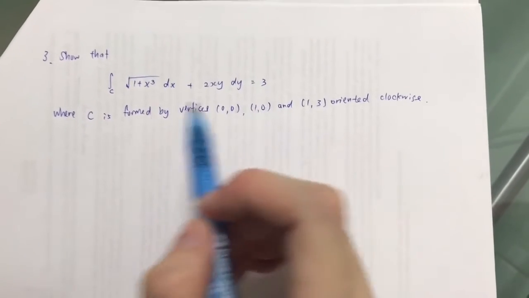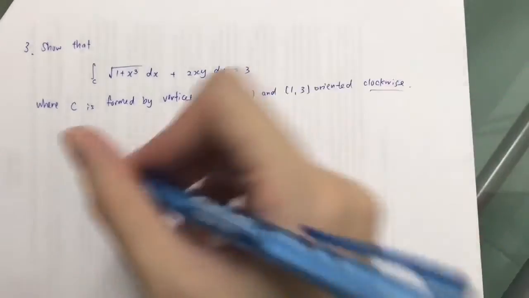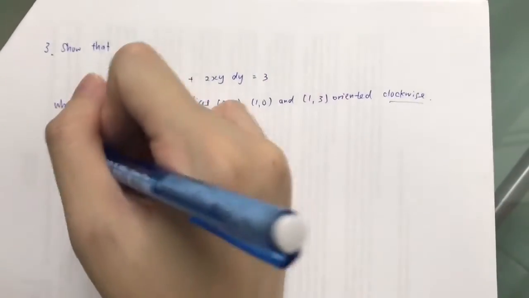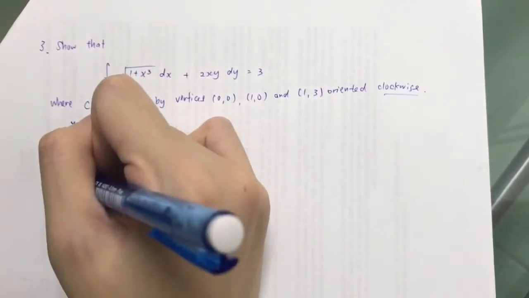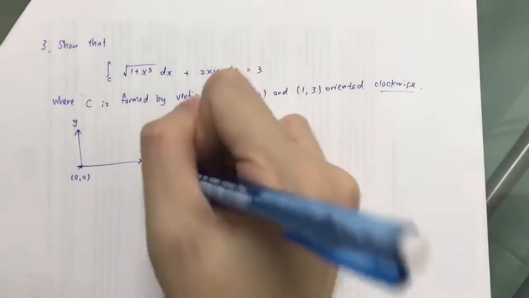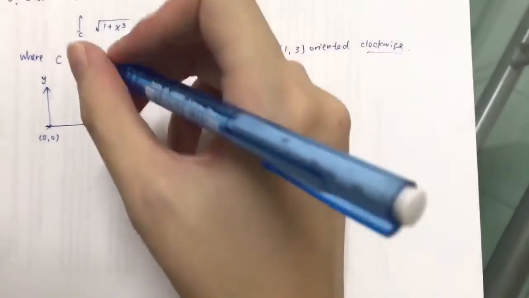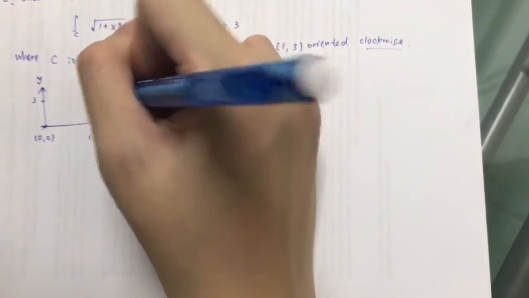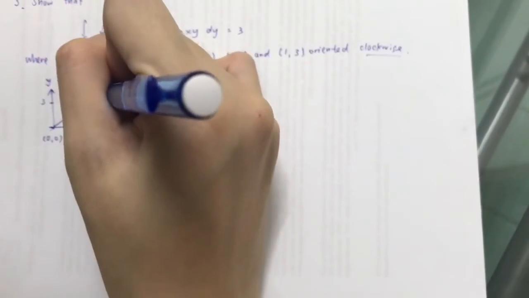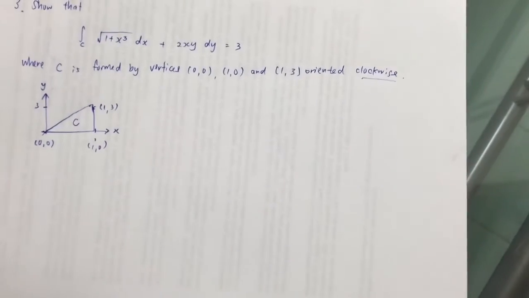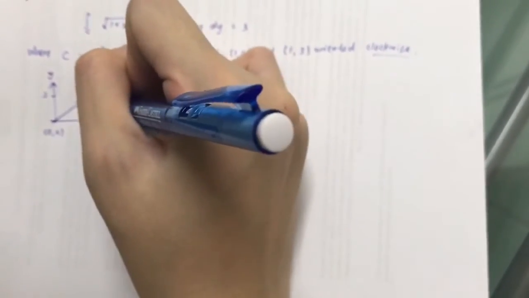Hello everyone, I'm Jia Yu and I'm going to explain question number 3, the steps to solve this equation, where C is formed by the vertices with these coordinates and is oriented clockwise. First of all, we have to draw the region covered by C. The first coordinate is 0, 0, the second coordinate is 1, 0, and the third coordinate is 1, 3. So it will make up a triangle, and this is region C. As it is oriented clockwise, it will be oriented in this way.